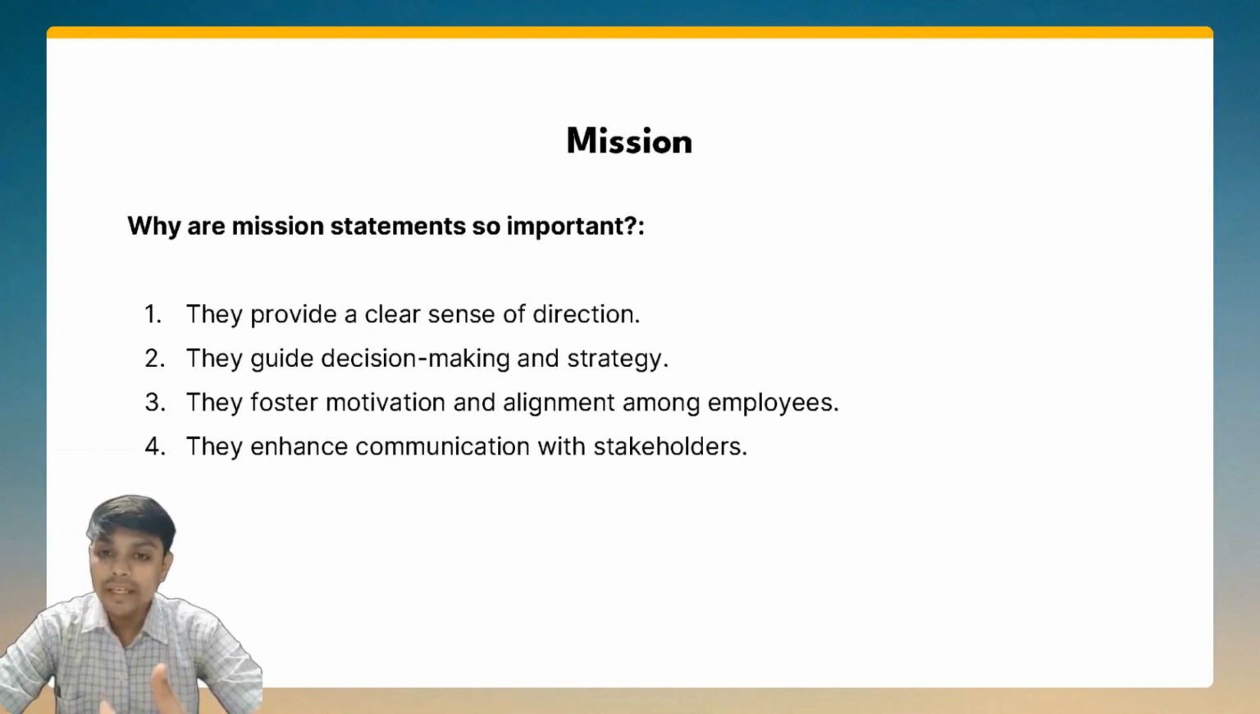And they enhance communication with stakeholders. That is the fourth point. As we have already talked about, it not only defines the purpose of existence and gives the values and principles, but it also provides the scope and the impact, and the scope and the impact are reflected with respect to the different stakeholders. So that will bring better communication among all the stakeholders of the business.